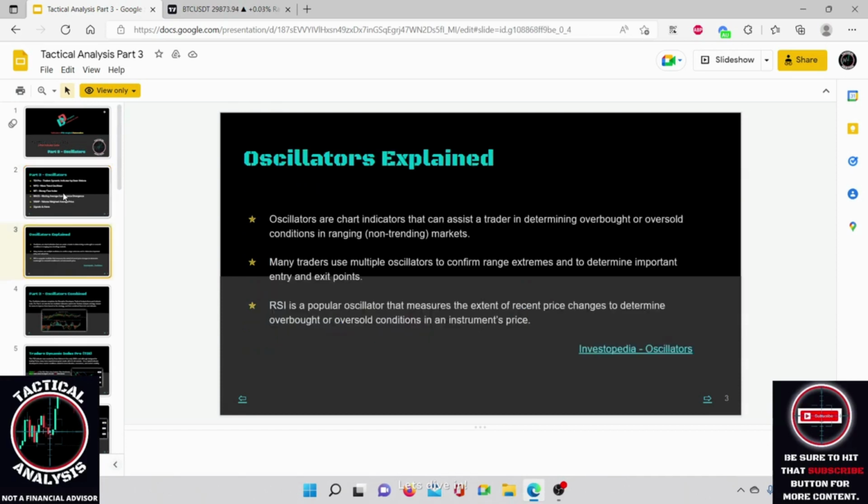Moving forward, just a little explanation about these oscillators. Oscillators are chart indicators that can assist a trader in determining overbought or oversold conditions in ranging or non-trending markets. Many traders use multiple oscillators to confirm range extremes and to determine important entry and exit points and/or pivots, changes in market direction. The RSI is a popular oscillator that measures the extent of recent price change to determine overbought or oversold conditions in an instrument's price. There's a link to the Oscillators Investopedia page included in the PDF.